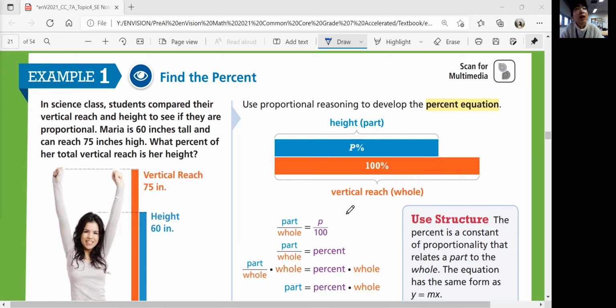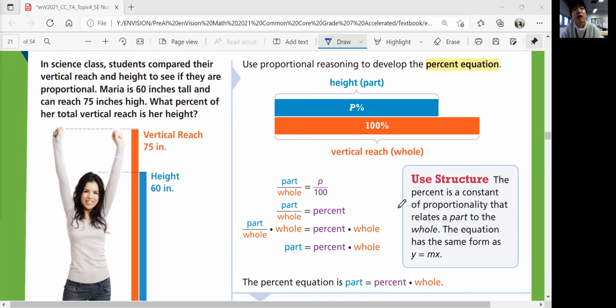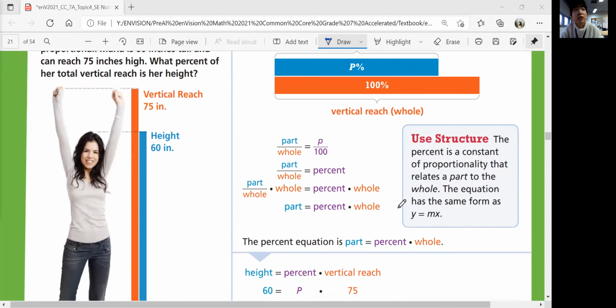And so you have 75 on the bottom, and then the part on the numerator. So height 60 over vertical reach 75 is going to be your ratio. And then make it a proportion by making it equal to P, which you're going to figure out, over 100, because you want to find the percent. P over 100 is going to give you a percentage.